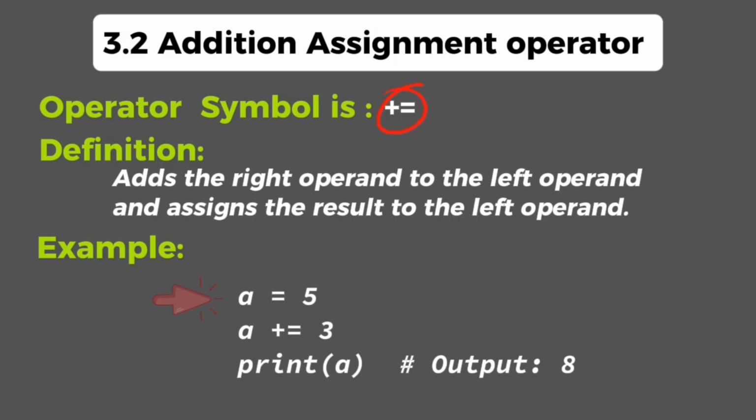In this example, the code begins by creating a variable named a and assigning it the value 5. Next, the line a plus equals 3 takes the current value of a, which is 5, adds 3 to it, and then stores the result, 8, back into a. So now a holds 8. Finally, print a prints the value of a to the screen. Here's how Python executes this code.